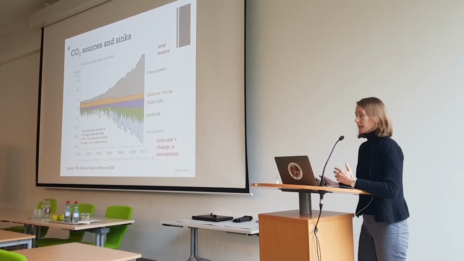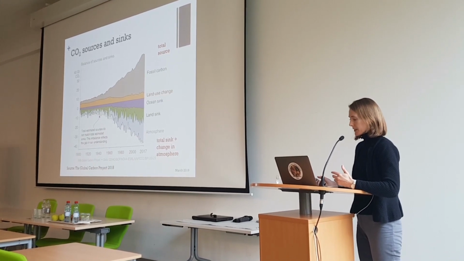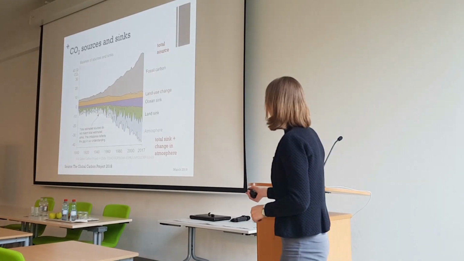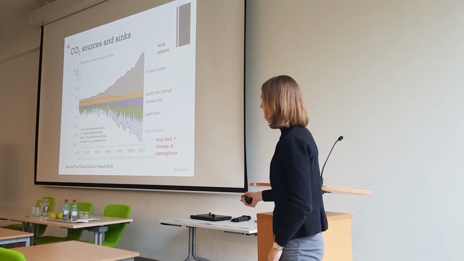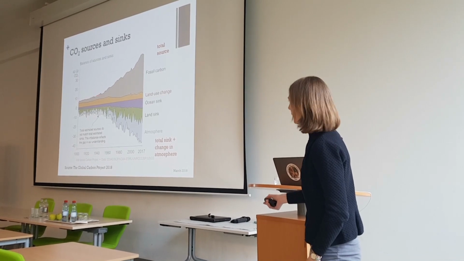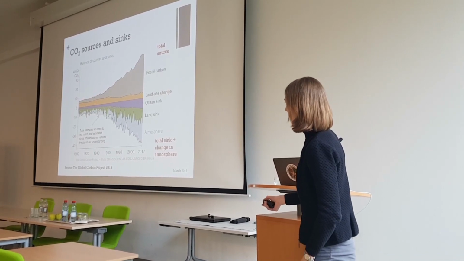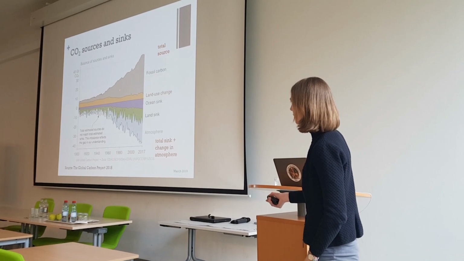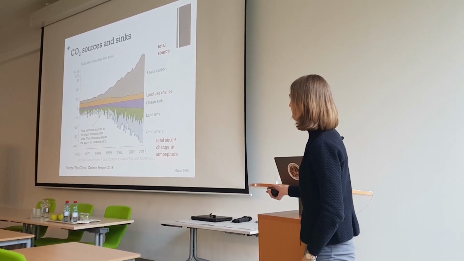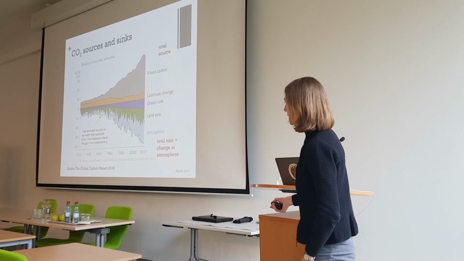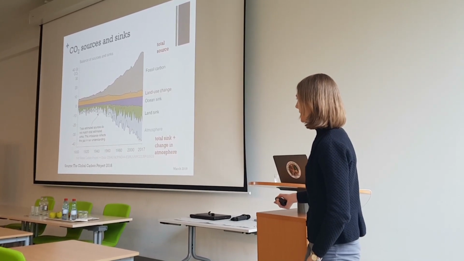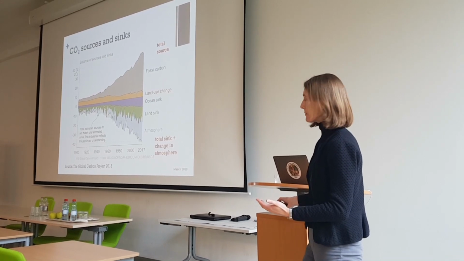So what I've just said in the last few slides can be summarized in this figure. You can see, actually, maybe I'll show you the pointer. We have a zero line here, and you have the emissions on the positive side. That's land use change and fossil fuel going up over time, now reaching about 40 gigatons. And on the negative side, you have all the sinks. That's the ocean sink, the land sink, and the change in the atmosphere.